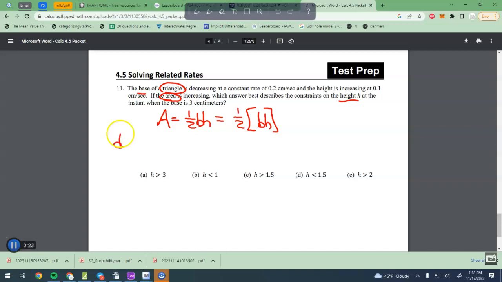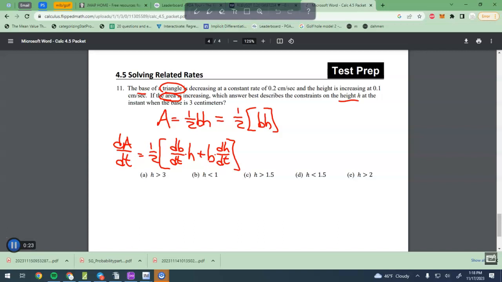So the derivative of A is dA/dt. 1/2 is chilling on the outside. And then first plus give: the derivative of B, dB/dt, or the change in the base, times H, and then B times the derivative of H, which is dH/dt. And then I can start plugging in things I know or I'm looking for.